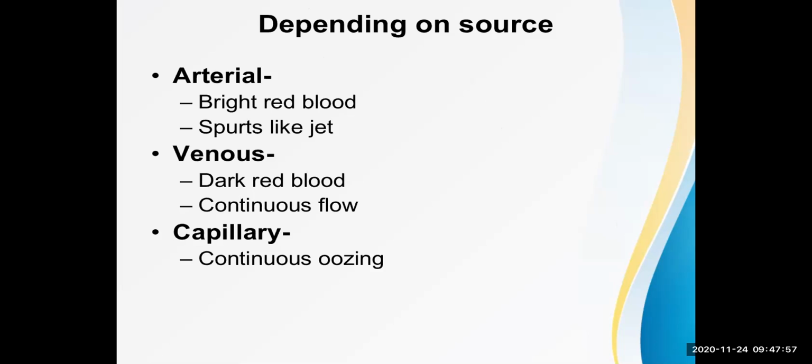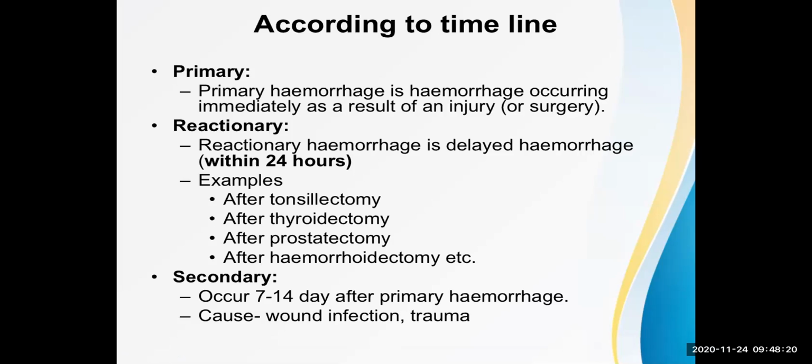Capillary is a continuous oozing type of blood, very minimal amount of blood is lost, and it's an oozing type of blood because the blood vessels from where the bleeding is coming are the very small or the smallest type of blood vessels. So it is an ooze or oozing type of bleeding. Okay, so this is one type of classification.